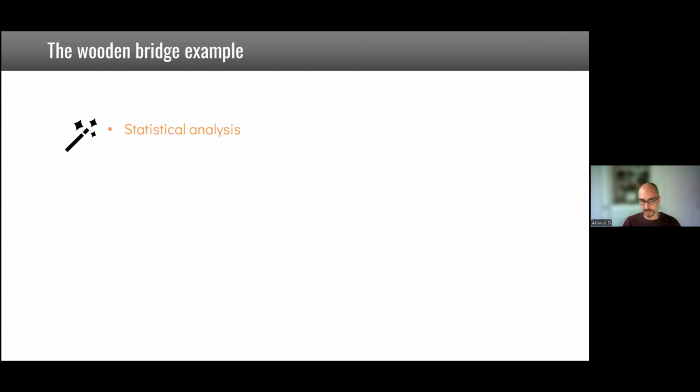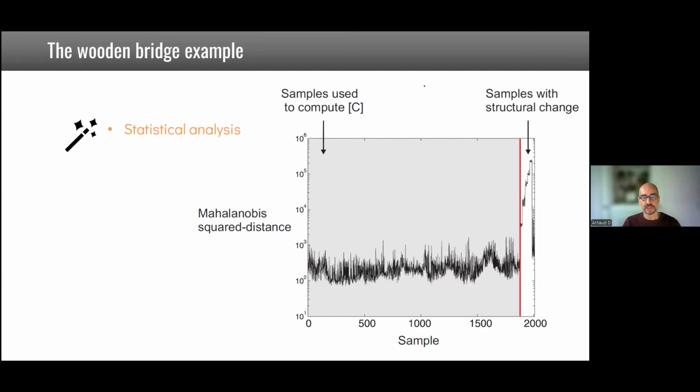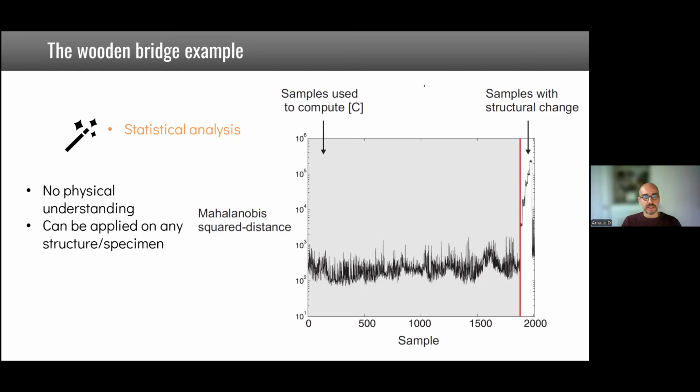I will explain how you do that later, but just to show, you can do some statistical analysis, and you can reach what I put here. So it means that with no physical understanding of what's going on, how wood is affected by temperature, humidity, etc., just by doing a statistical analysis, you can apply that to any structure and specimen. But of course you need a training period. It means that you have to tell your statistical tool when the structure is undamaged and measure it under sufficiently changing conditions to be able to get rid of that.